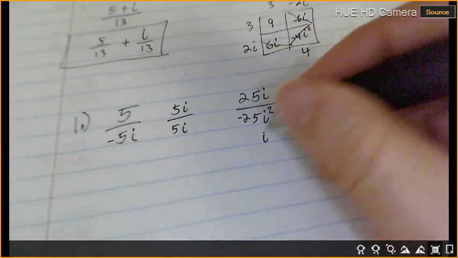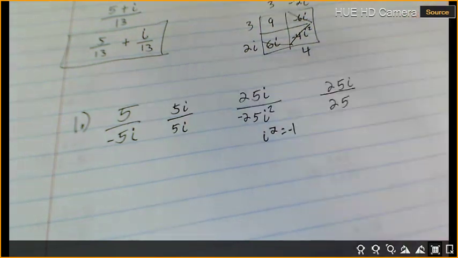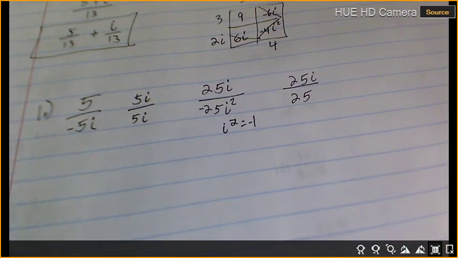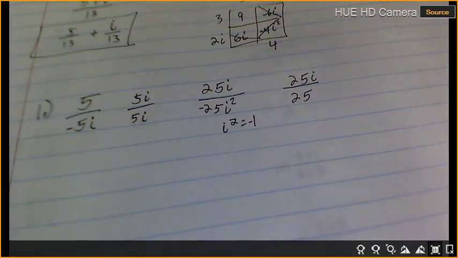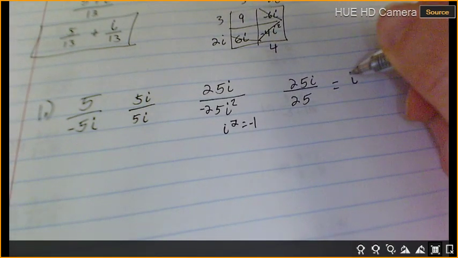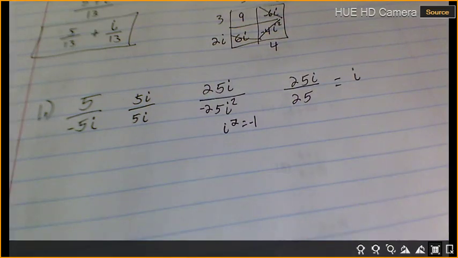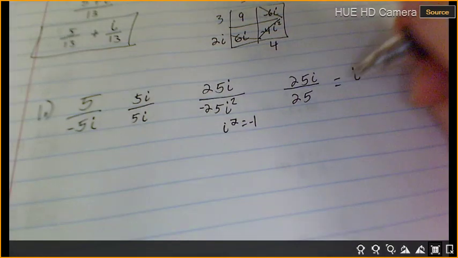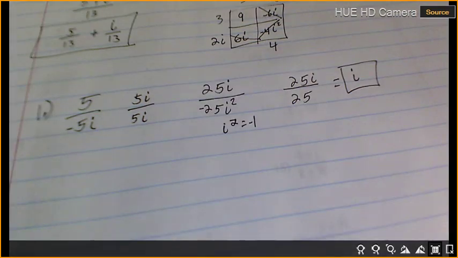because i squared equals negative 1. So what's 25 divided by 25? 1. So I just get i. So that's my final answer. It should be a lowercase i, because a capital I usually means interest, where a lowercase i like this usually means imaginary number. Because remember, this is the square root of negative 1.